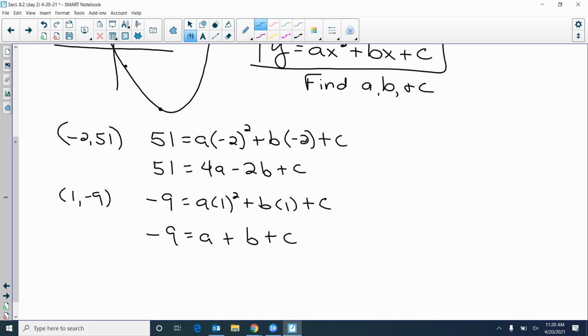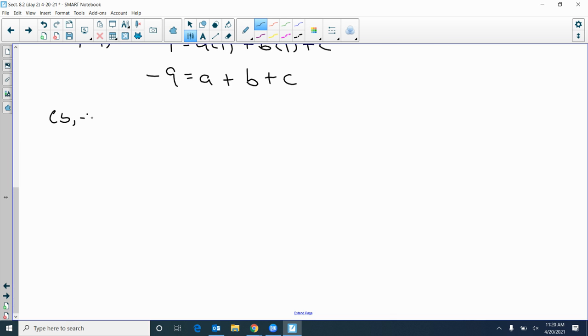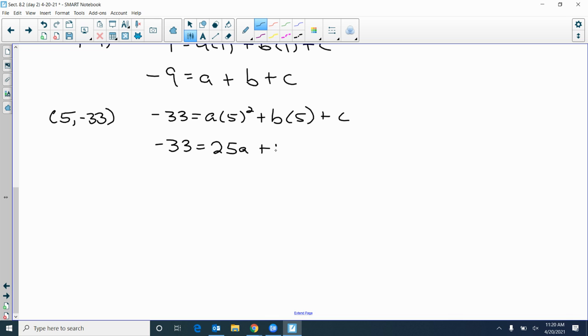And I got to get my third equation using the third point, which is 5, negative 33. And then I get negative 33 equals a times 5 squared, ax squared, plus bx, x is 5, plus c. So I get negative 33 equals 25a plus 5b plus c. All right, so now you got 3 equations, 3 unknowns. Okay, see if you can solve it. Use substitution or use elimination.